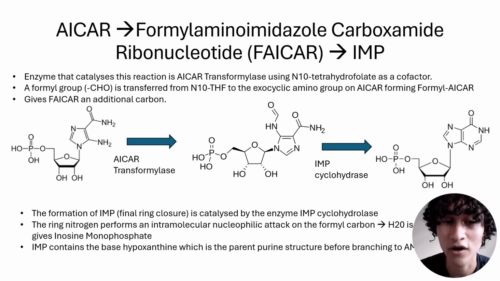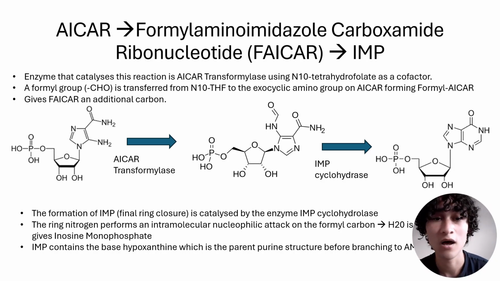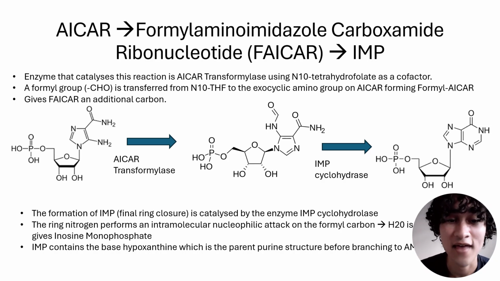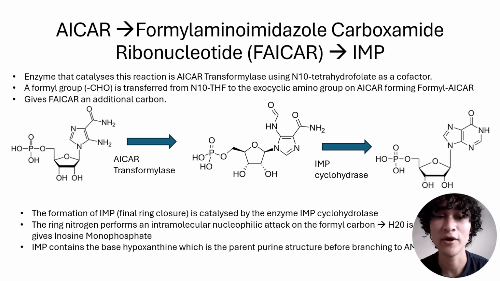This results in inosine monophosphate, and that contains the hypoxanthine base, if you like, and hypoxanthine is the nitrogenous base on IMP, and hypoxanthine is a precursor to both adenine and guanine. And now we're going to look at how they diverge metabolically.